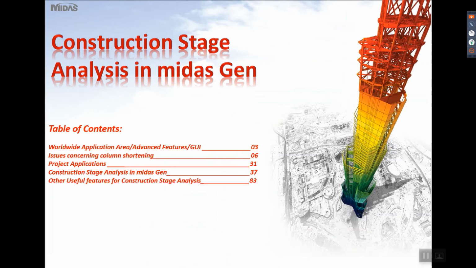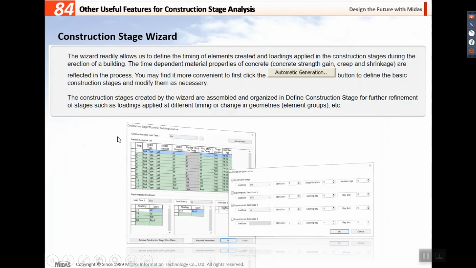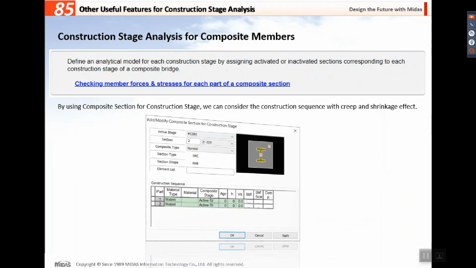So the last part will be the other useful features for construction stage analysis. Here in Midas Gen, what we have performed is using the construction stage wizard. This wizard allows us to define the timing of elements created and loadings applied to the construction stage during the erection of the building. So it will be easy for us to assign the different construction stages using this construction stage wizard that you have seen in our demonstration.